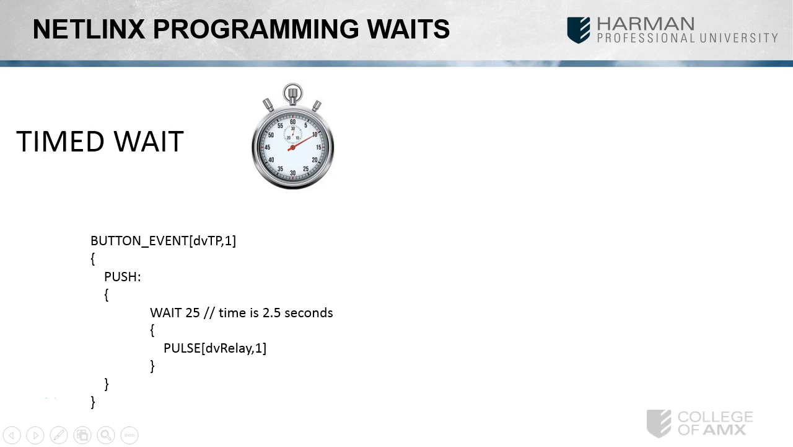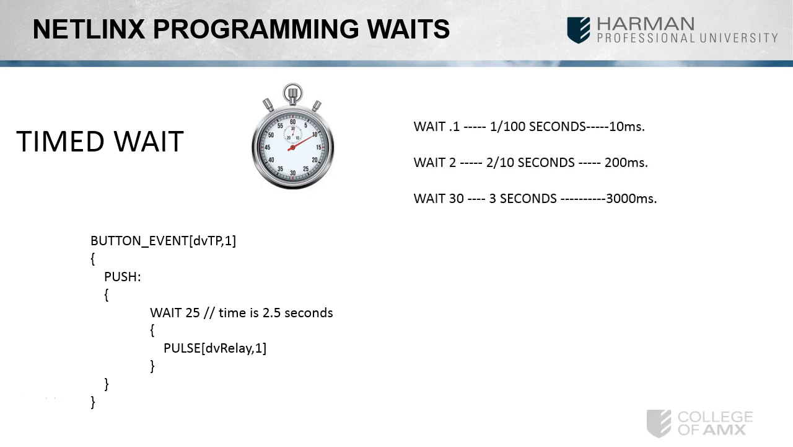The following graph explains how wait times are converted to seconds and milliseconds. So in the first example, wait 0.1 equals one hundredth of a second, as well as 10 milliseconds. In the second example, wait 2 equals two tenths of a second, as well as 200 milliseconds. And if you have a wait 30, it equals 3 seconds, as well as 3,000 milliseconds. This page shows you how a simple timed wait might be used.